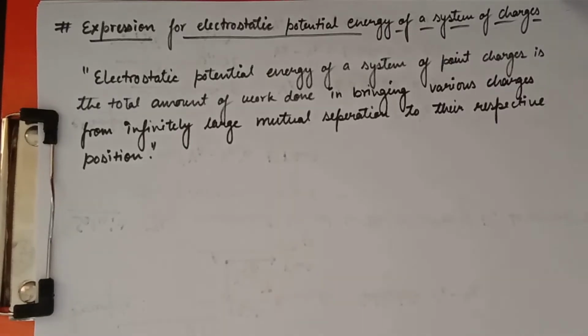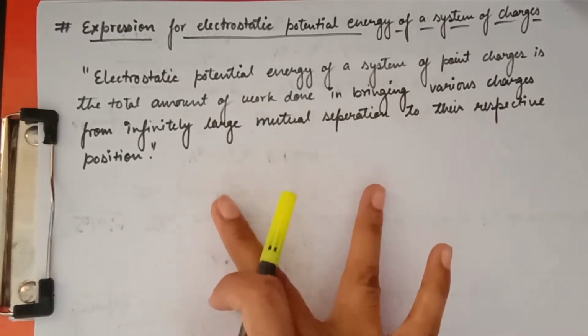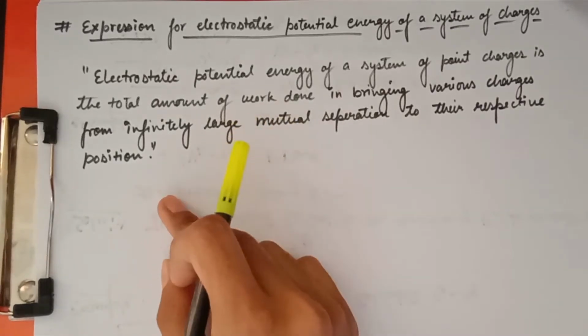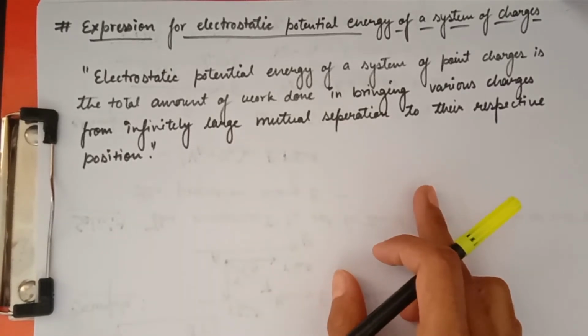Next we will calculate the expression for electrostatic potential energy of a system of charges. As you know, the electrostatic potential energy is the energy possessed by a system of point charges by virtue of their position. I have already discussed it in the beginning. So when two charges are infinite distance apart, their fields do not extend upon each other. Means if two charges are infinitely apart, one charge is not affecting the other charge, then their electrostatic potential energy is said to be 0.